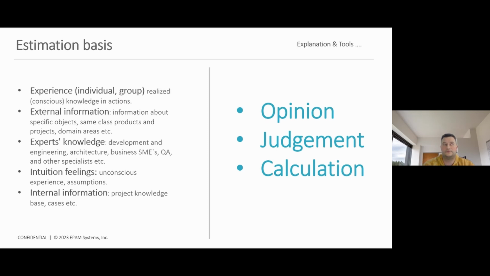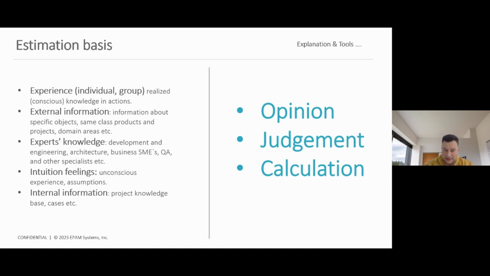What else could we have in the estimation basis, or highlight as estimation basis? Not only experience, as I mentioned before, because experience is the most valuable thing, but in that case, we have a couple of additional things as well. Let's start from experience, individual or group experience. What does it mean for us? Let's deep dive into the understanding of estimation basis. This could be realized consequence knowledge in actions.